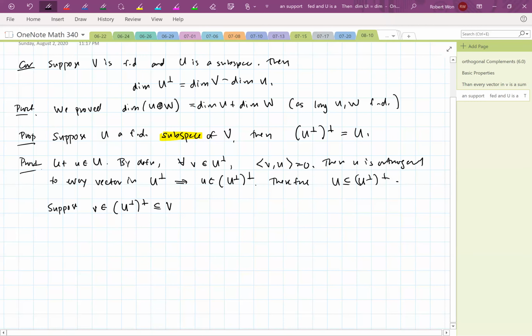Now, by the previous proof, since v is a vector in V, I can write it uniquely as the sum of something in U plus something in U perp. And here I am using the fact that U is a subspace because that's what the previous proposition relied upon. So by the previous proposition, v is equal to u plus w, where u is in U and w is in U perp.